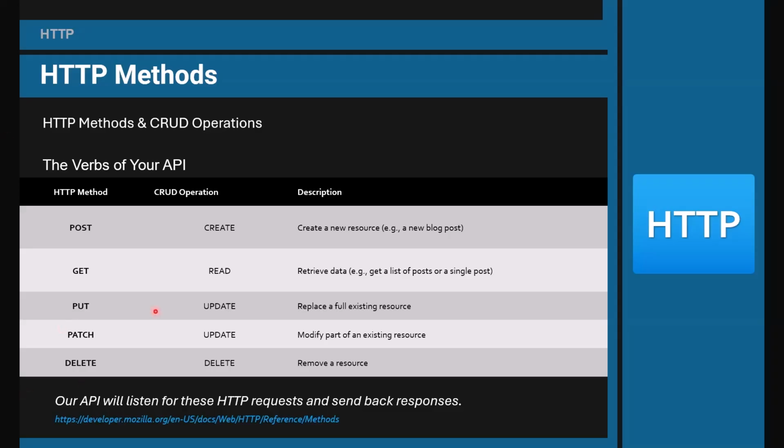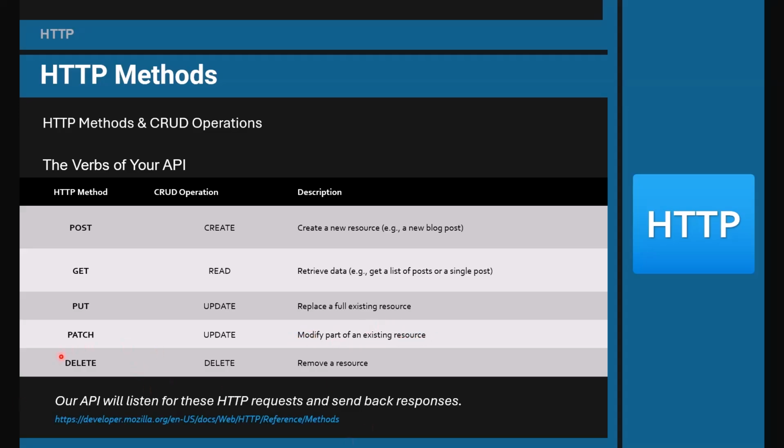You use it to replace a full existing resource. Both the put and the patch method are used for updating. The difference is that you can design your API to use patch if you want to partially update content of the server, okay? For example, modify part of an existing resource.